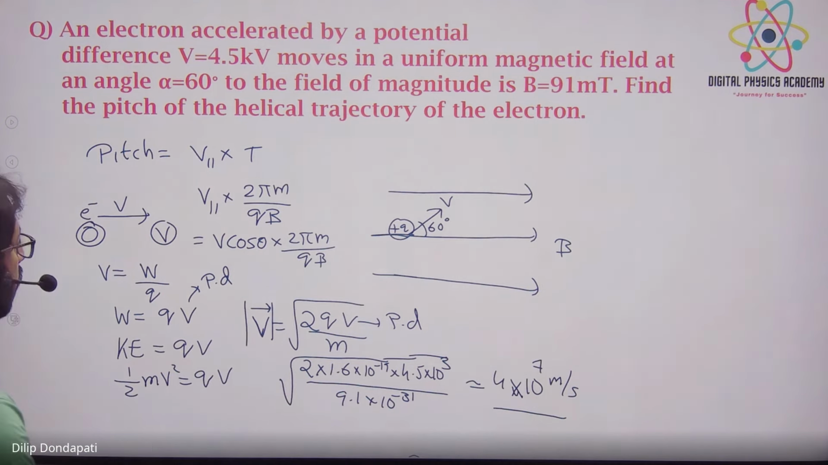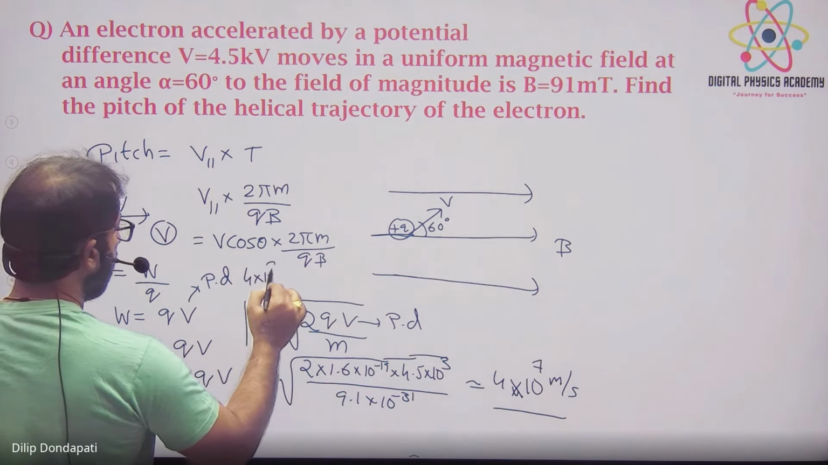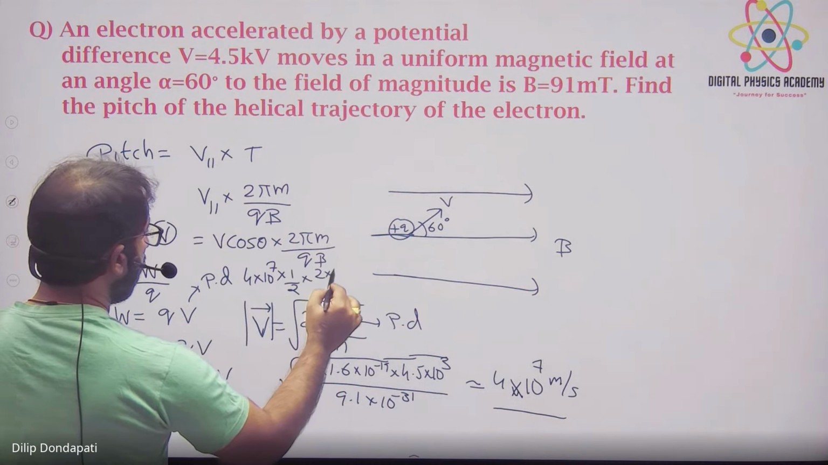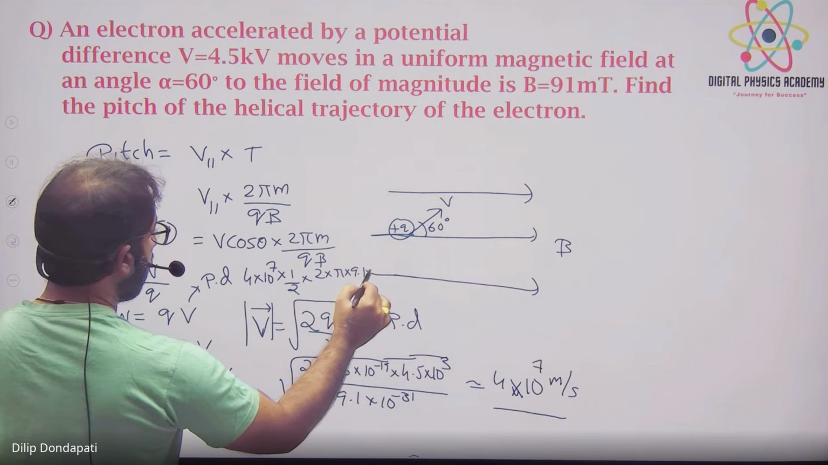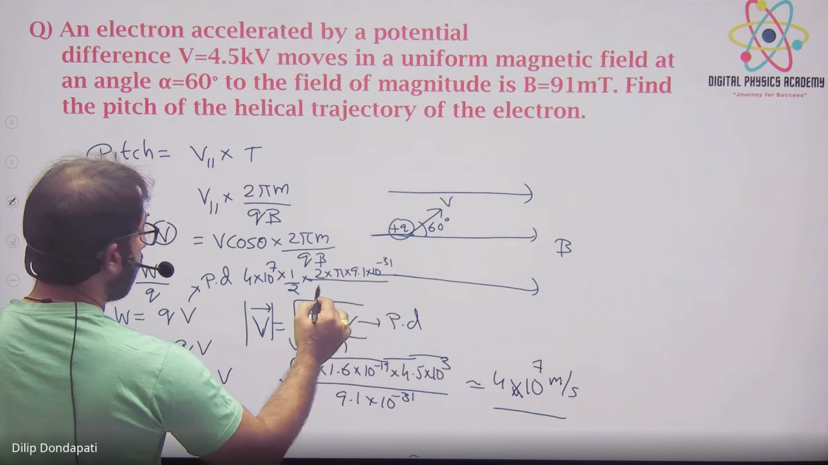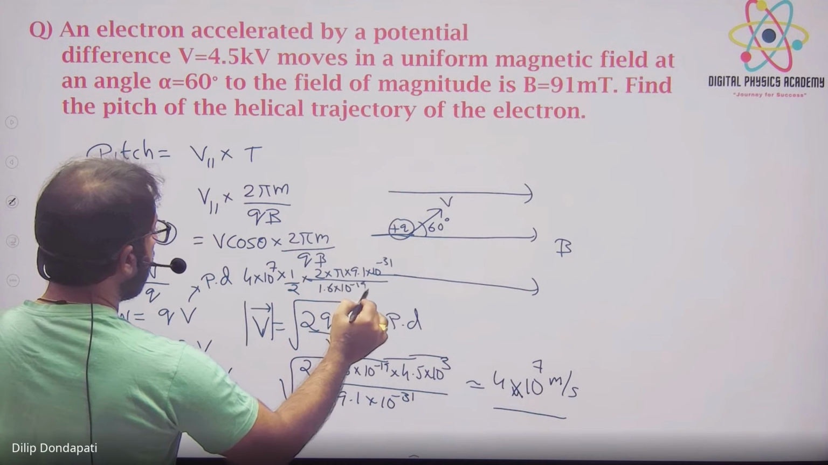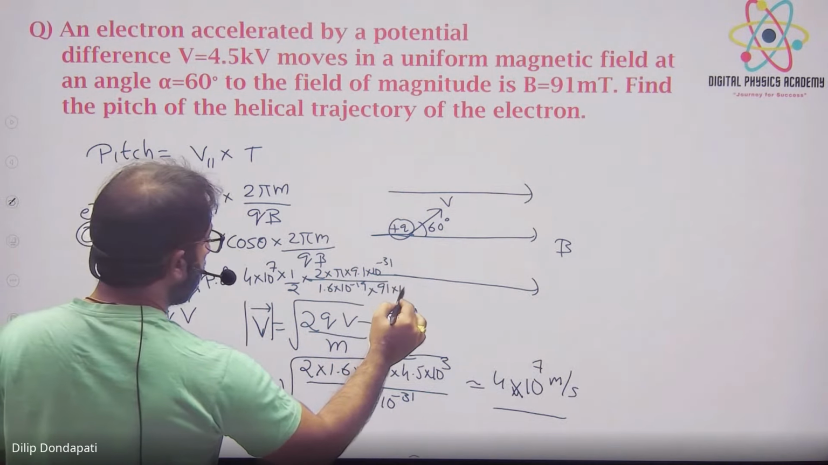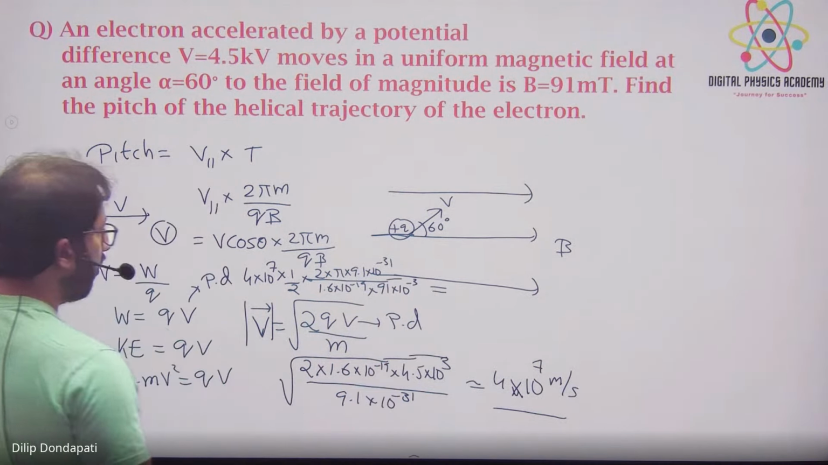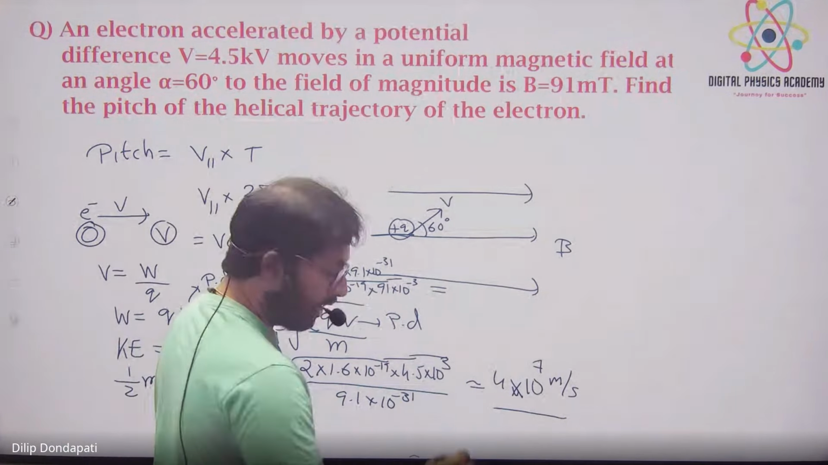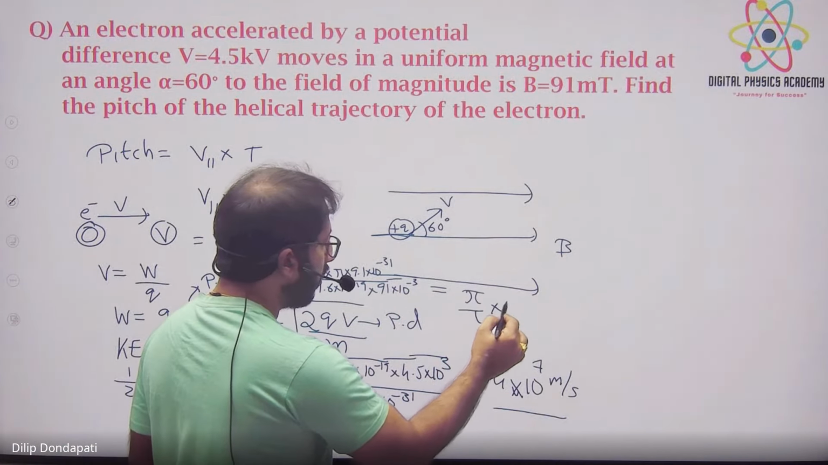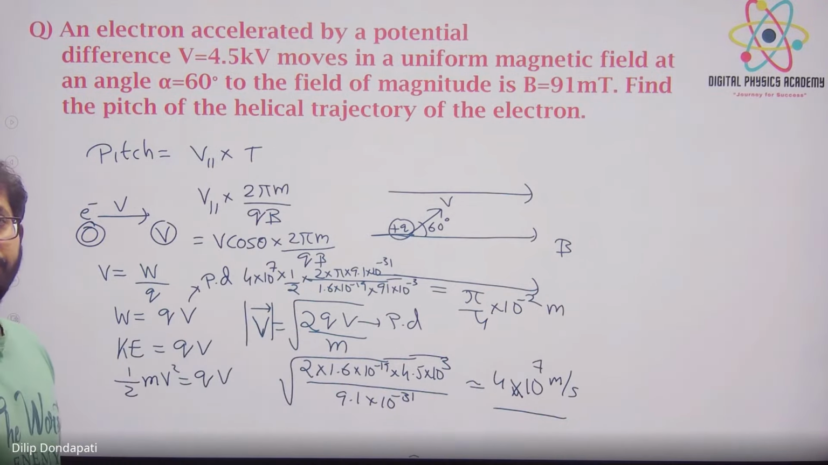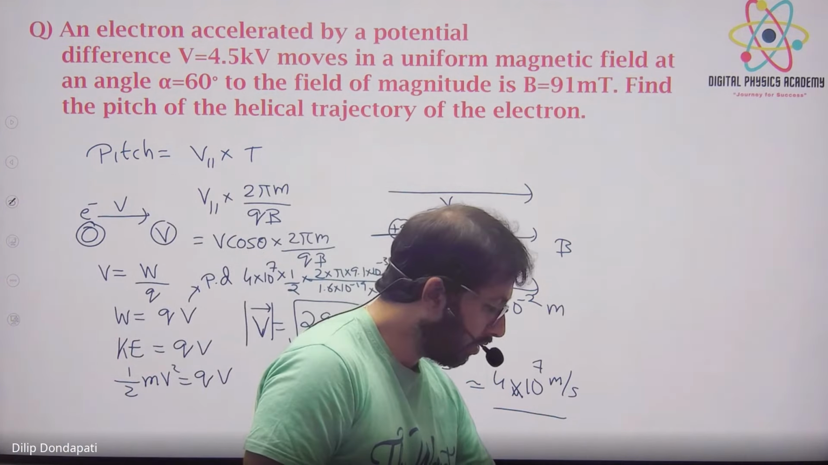So 4 into 10 power of 7 into cos 60. Cos 60 is 1 by 2, into 2 into pi into mass, which is 9.1 into 10 power of minus 31, by 1.6 into 10 power of minus 19 into the magnetic field, which is 91 milli, 91 into 10 power minus 3. Okay, don't waste time. Calculating this approximately, we get pi by 4 into 10 power minus 2. These are meters, the distance, the pitch. So understand the method; the calculation will be easy.